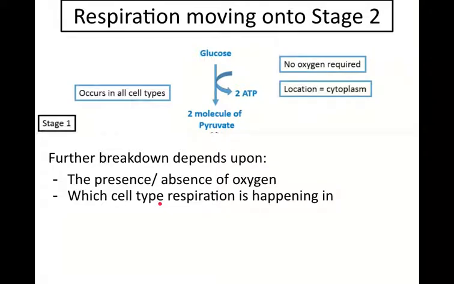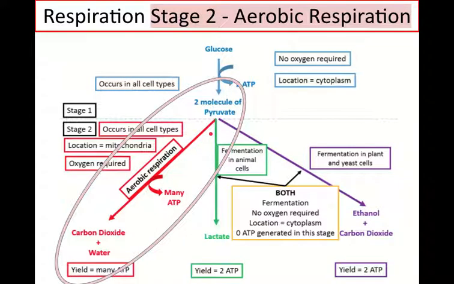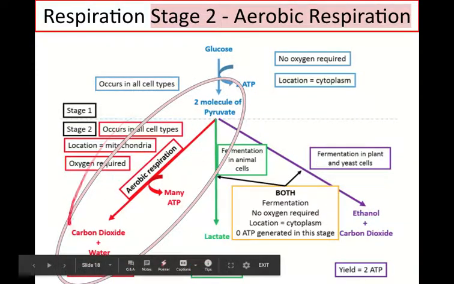Okay, so stage 1 has now happened, generating 2 molecules of pyruvate out of the original glucose molecule. Now, further breakdown of these pyruvate molecules depends upon 2 different factors. 1, whether or not oxygen is present, and 2, which type of cell respiration is happening within. So first, we're going to look at what happens to the two pyruvate molecules if oxygen was present. So this is aerobic respiration and can happen in all cell types. So we're focusing on this pathway on the left-hand side here of the diagram.